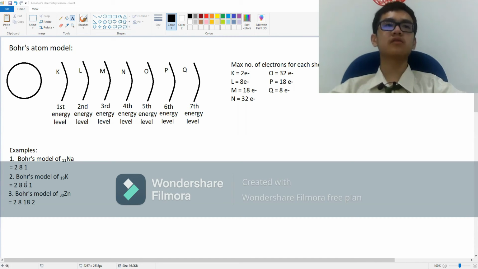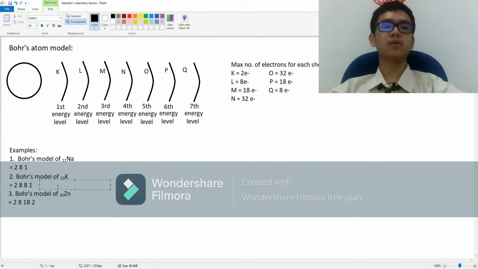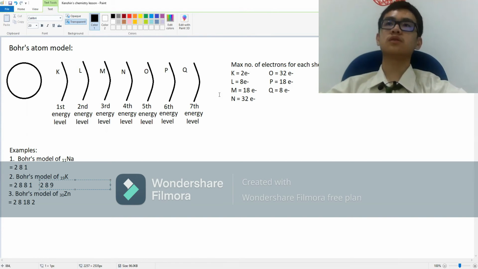But then you have the Bohr's model of Kalium, which has the atomic number of 19. Same deal again. 2 plus 8 plus 8 plus 1. Now this might be a little confusing because you'll be thinking, but wait a minute, shouldn't it be 2, then 8, then 9? Because M can hold 18 electrons, shouldn't it be like this? Actually, no, for reasons that I will soon explain.